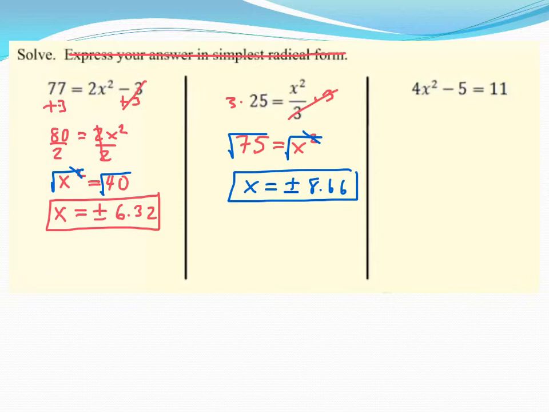We have 4x squared minus 5 equals 11. Pause the video right here, see if you can give this one a shot. Ready, set, go.